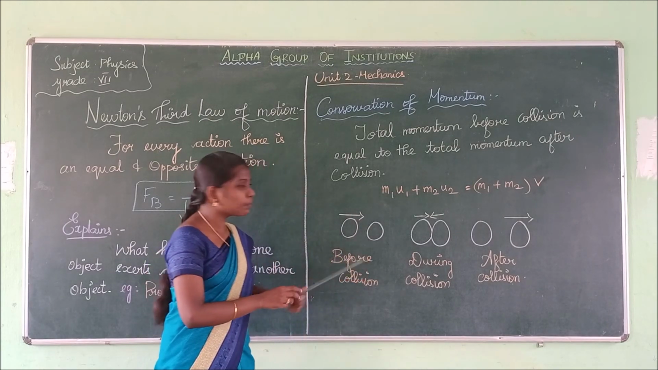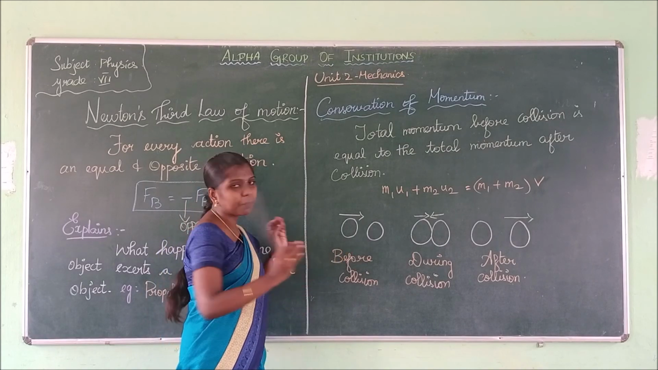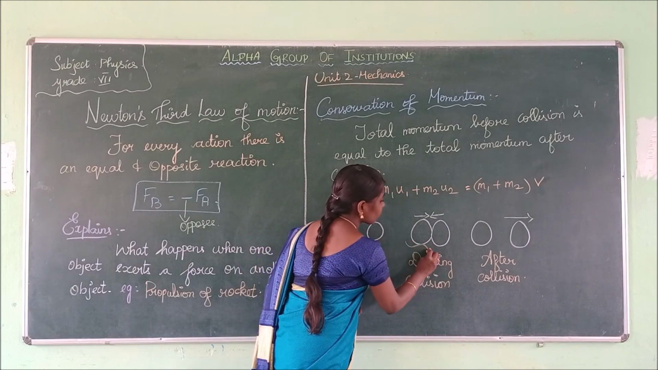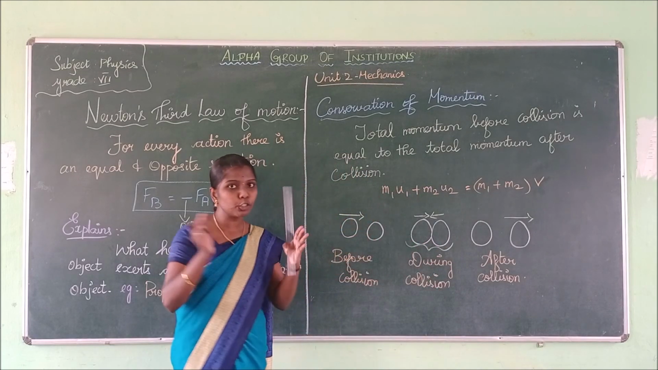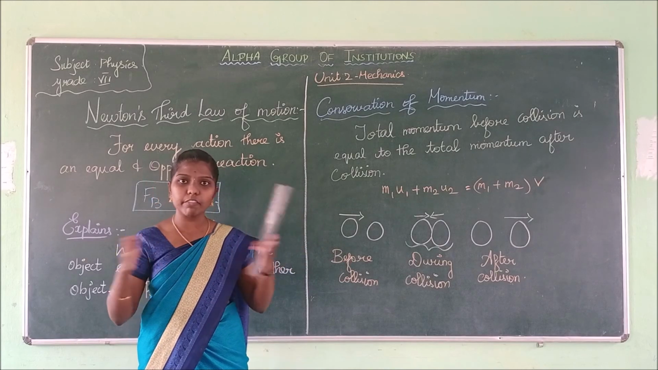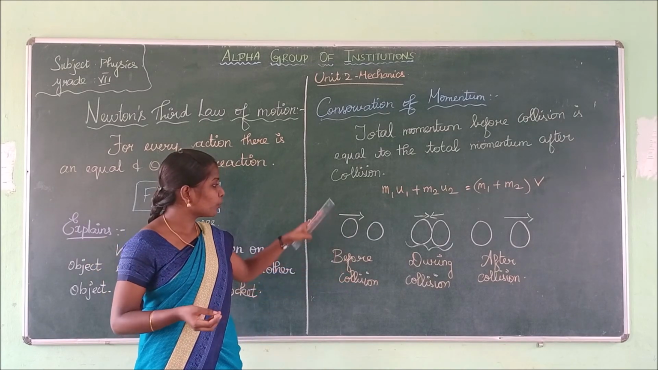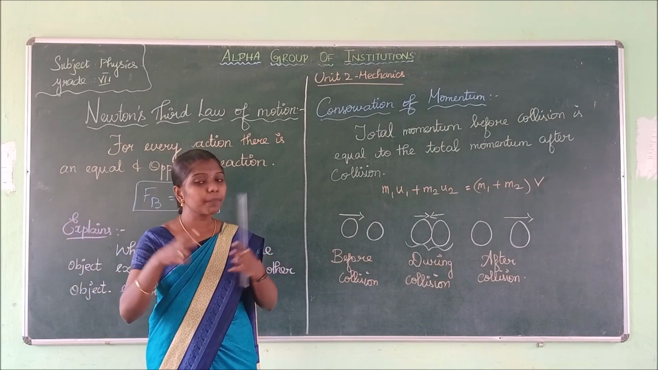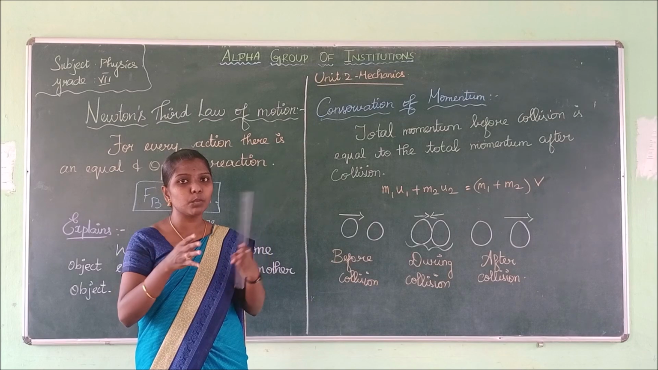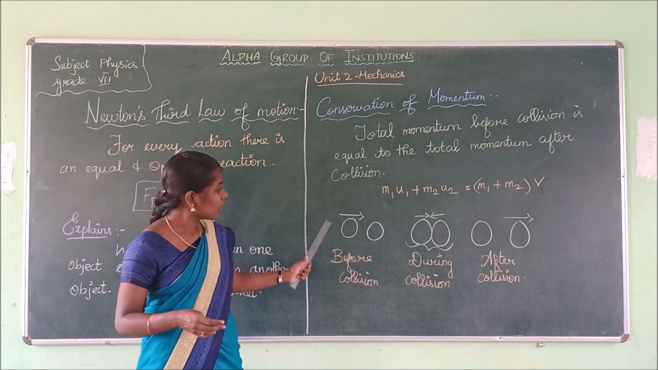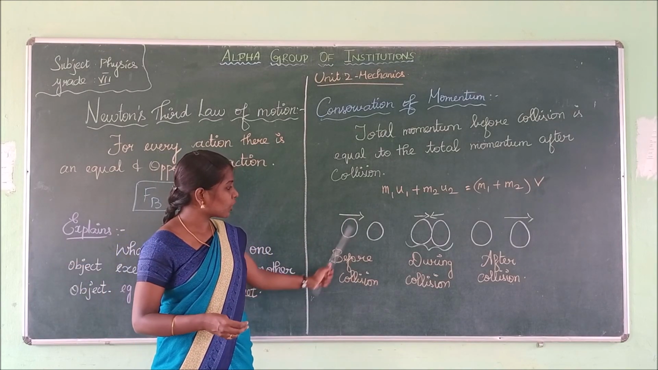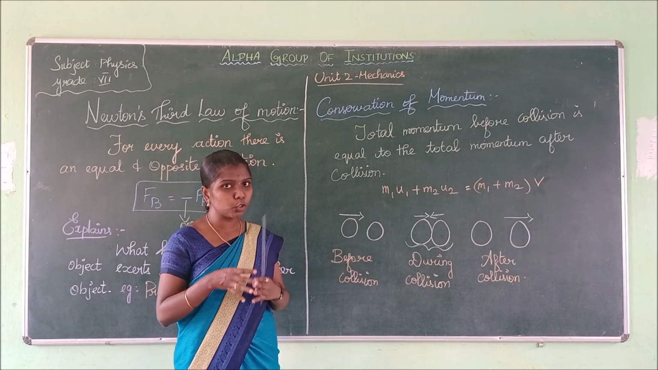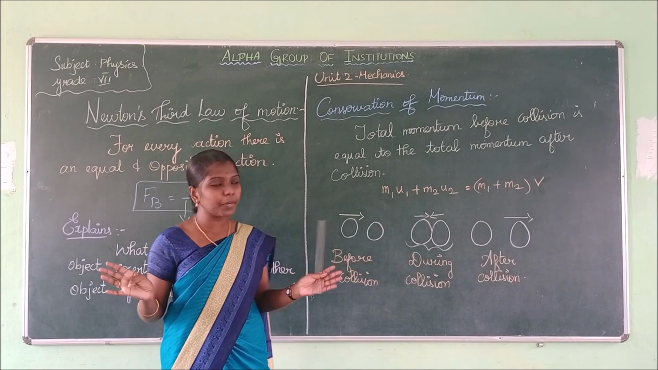See here, the bodies before collision will be separated. During collision, both the bodies collide, meaning they will be joined together. After collision, again they will be separated. See this diagram: before collision, the bodies are separate, during collision they are joined together, and after collision they separate again.